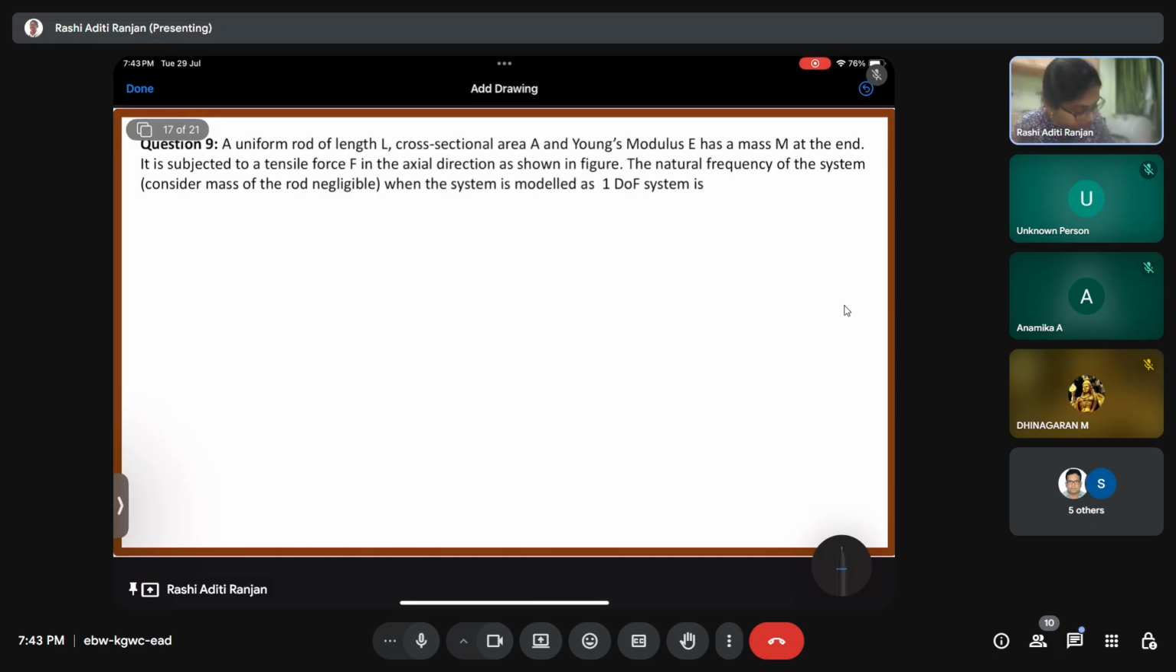Okay, there's a rod, there is a mass m at the end, and it is fixed. It is subjected to a tensile force F in the axial direction, as shown in the figure, which is made by me. Okay, this is the force F.